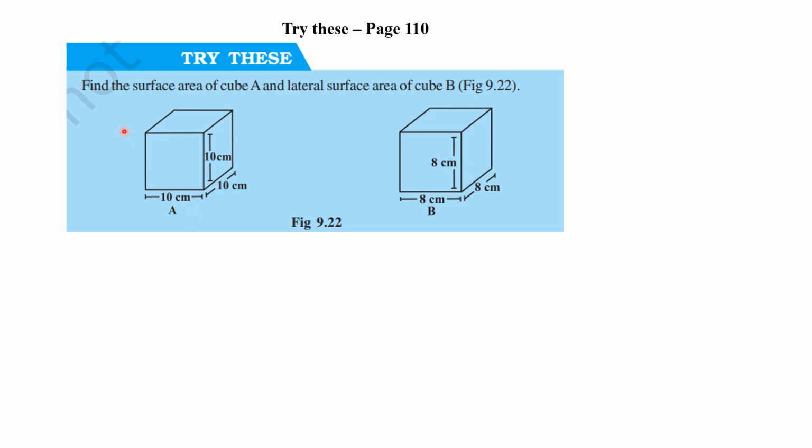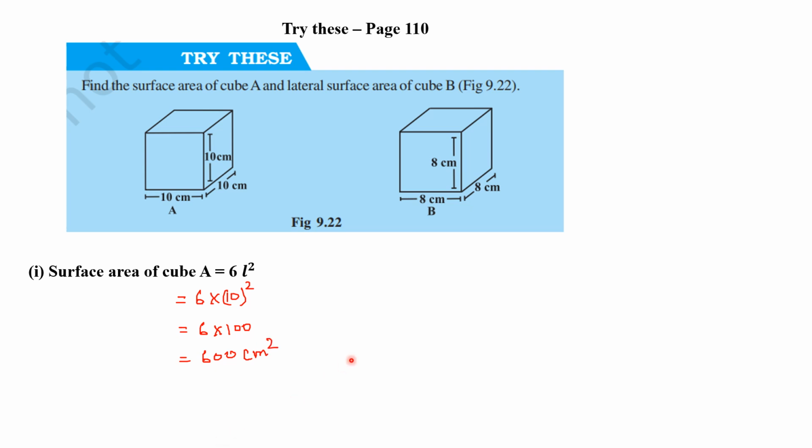You have to find the surface area of cube A and the lateral surface area of cube B. What is the surface area of cube A? Just now we have studied that the surface area is 6L square. This is the formula, right? And the measure of each side is given as 10. So the value will be 6 into 10 square, which gives 6 into 100. From here I will get my surface area as 600 centimeter square.